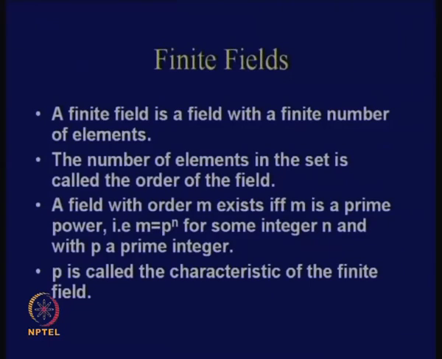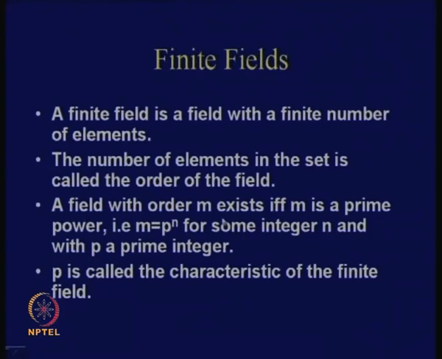Talking about finite fields, a finite field is a field with a finite number of elements. The number of elements in the set is called the order of the field. For example, we talk about integer numbers, where we do operations like addition and multiplication, but the number of elements in the integer set is infinite. On the contrary, in finite fields we have a finite number of elements. So we have to do our multiplication and addition operations in a set which has a finite number of elements. That has natural consequences, as we shall see further in this class.